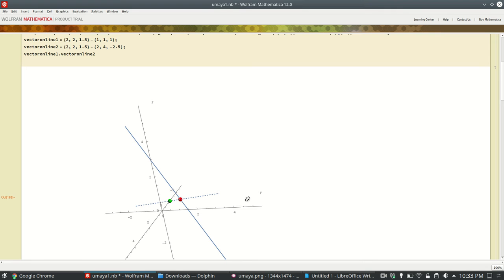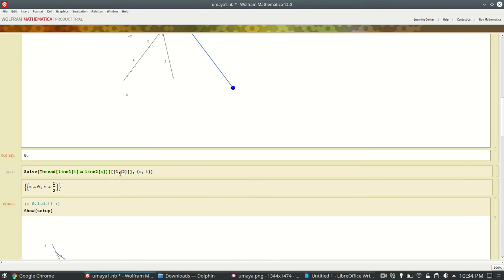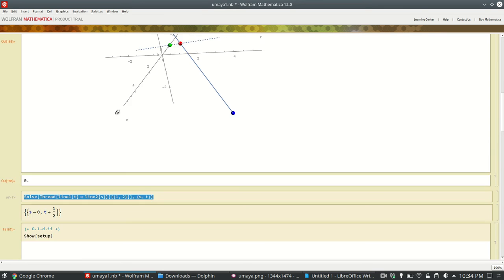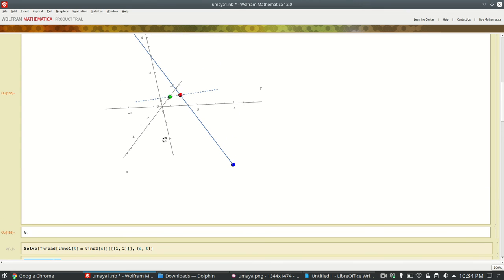So the question, however, is why does this line of code tell us, without even looking at the graph, that they do hit each other? It tells us that they hit each other because there is a solution. The solution gives us the parameters that define where the graphs intersect. And here's why.